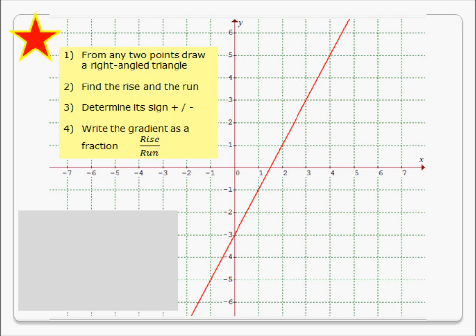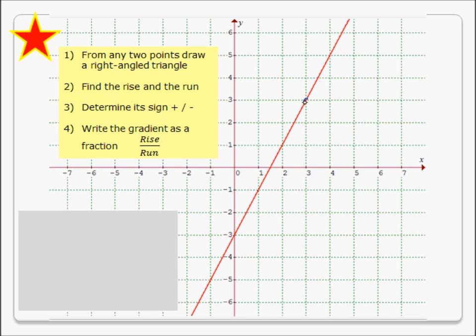Right, let's look at doing one from scratch. Here I have a grid with a line on it. So let's look at what the steps were. Firstly, from any 2 points, draw a right-angled triangle. Well, I don't have any 2 points yet, so I need to place them on. So I need to look at the grid lines to see where there is some point on the grid lines where the line intersects.